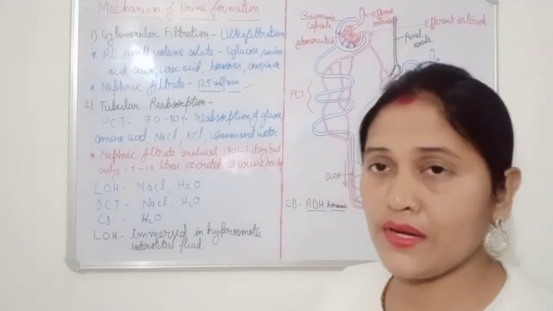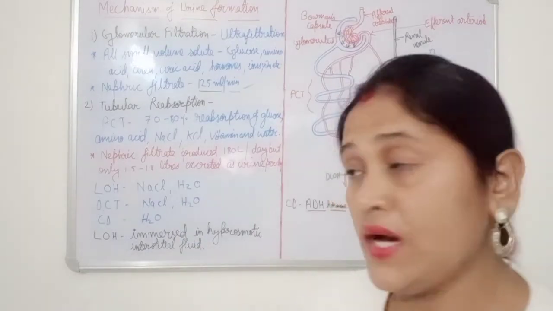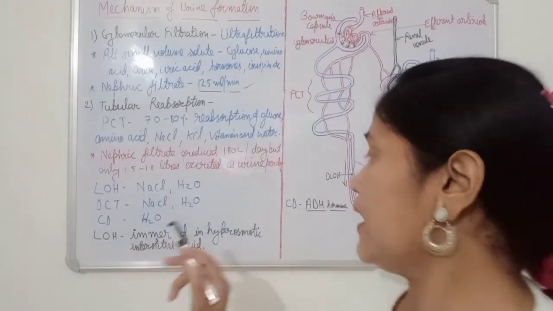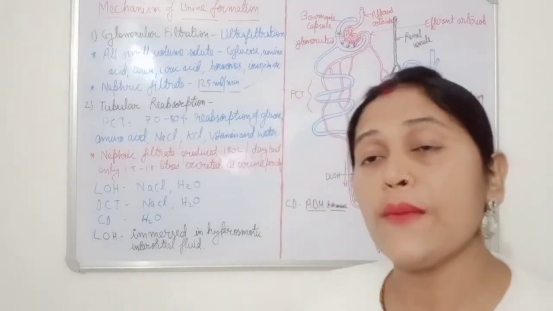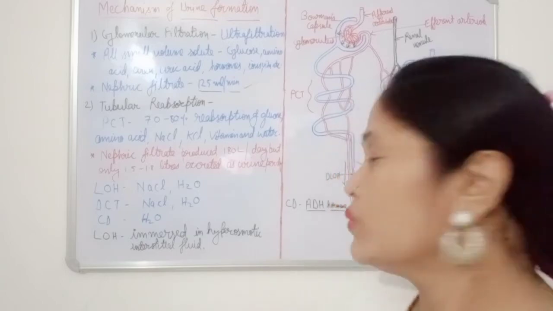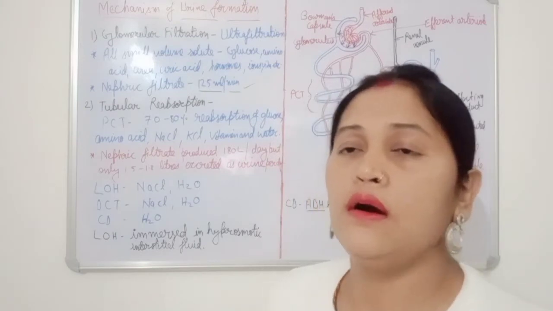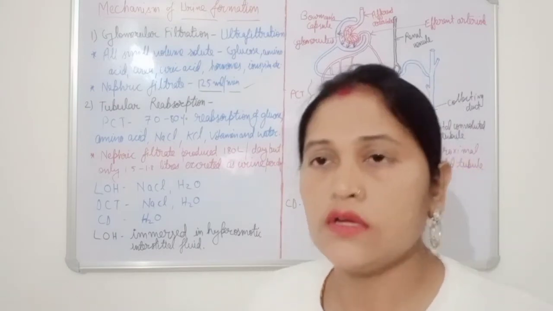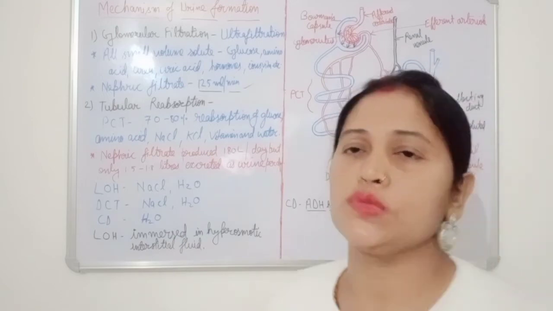It is a very important fact. So all of you students mark down: the loop of Henle is immersed in a hyperosmotic interstitial fluid, and we know hyperosmotic means less water. So water tends to move from the loop of Henle to the surrounding hyperosmotic condition, so it will lead to exosmosis.